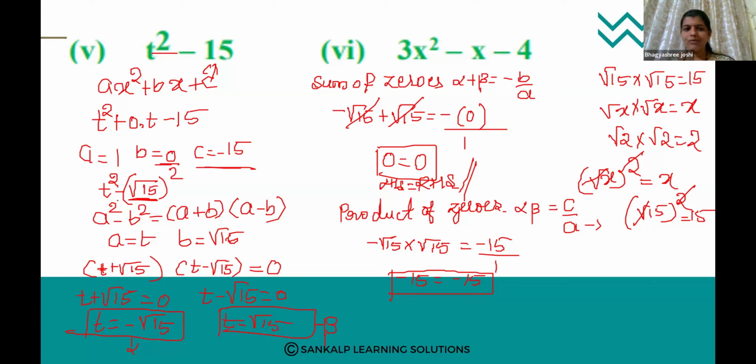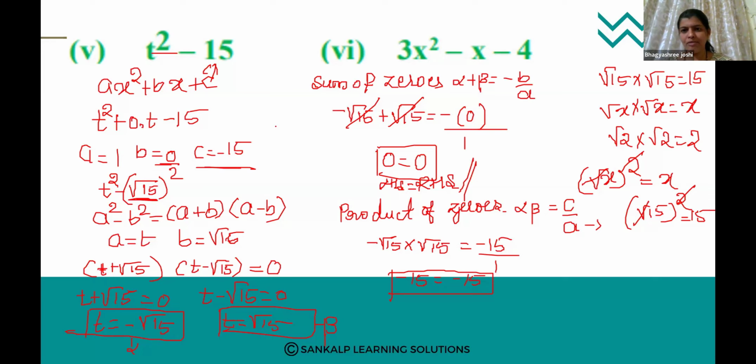So this is in the form of a square minus b square. So what is the formula of a square minus b square? a plus b into a minus b. Okay. So a is equal to t. b is equal to root 15. Okay. So t plus root 15, t minus root 15, these two are the factors. So if we equate these two factors with 0, then we will get alpha and beta.